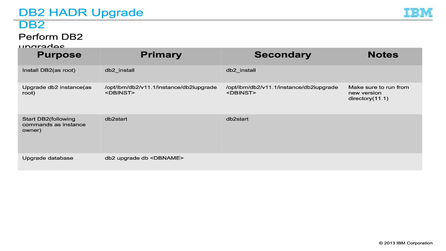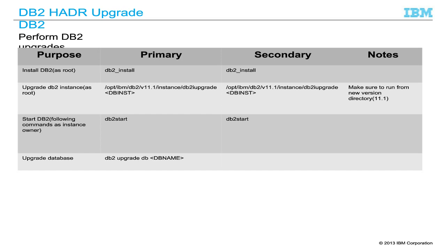The next command will be DB2 start, so we actually start DB2 on the two servers. On the primary server only, you need to run the DB2 upgrade DB, again, as client Calvin did in the previous. That will upgrade the database to the 11.1 level.